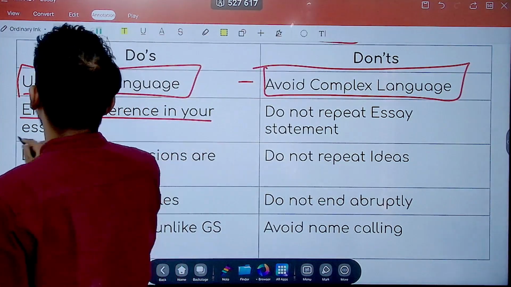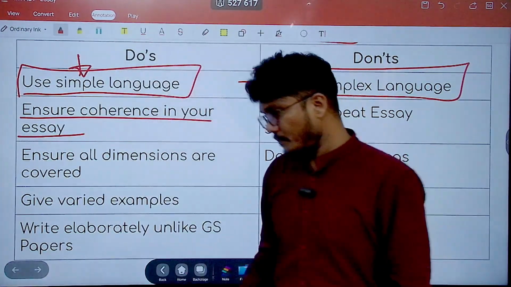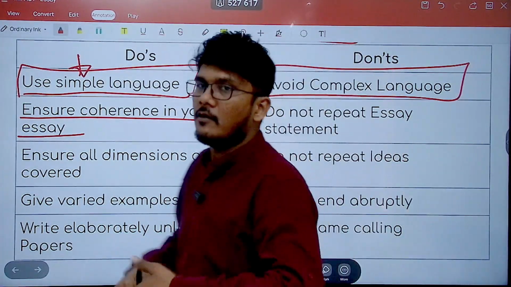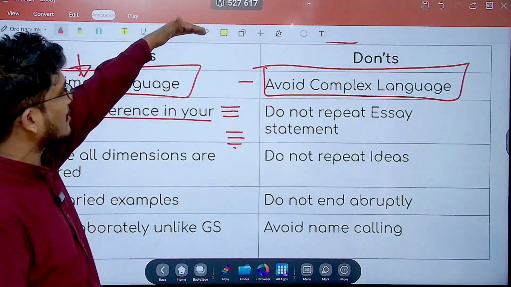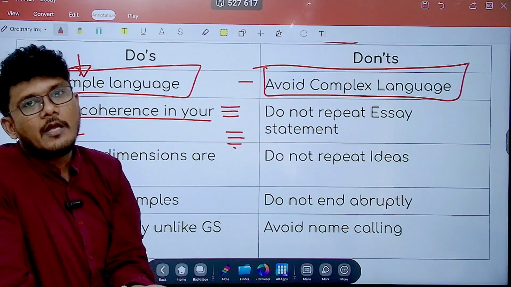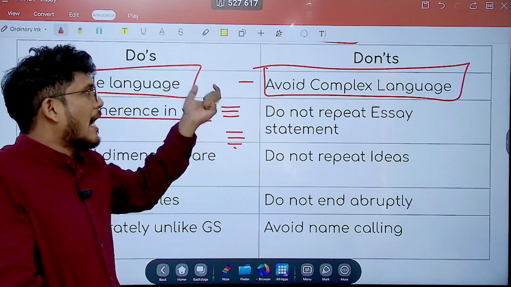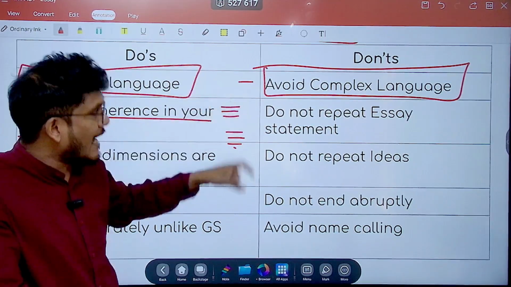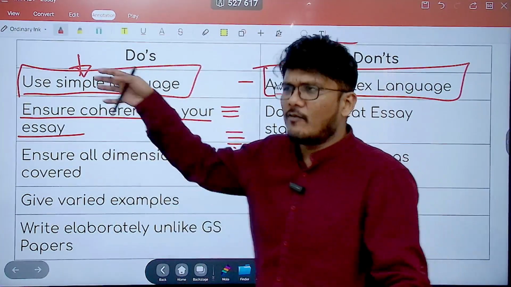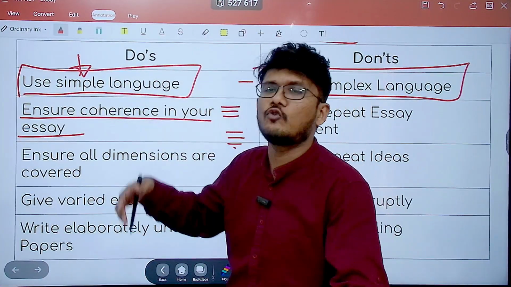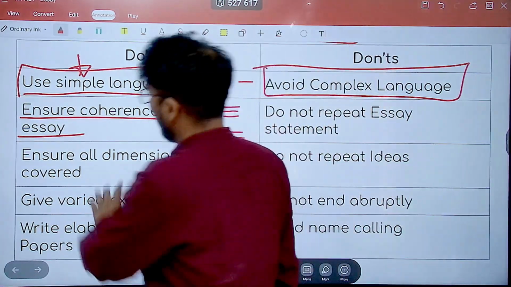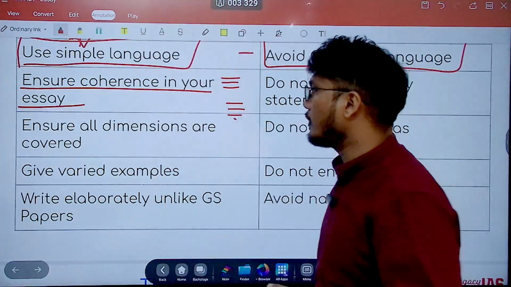Ensure coherence in your essay. What is coherence? Coherence means if this is the first paragraph, the second paragraph should be a logical way forward. For example, if one paragraph is talking about challenges, the next logical paragraph has to deal with solution. If I write challenges, then I write some positives, then I write solution, it is not going to make sense. The evaluator will understand what you have written, but there is no coherence, there is no flow, there is no interest in the evaluator to read your answer properly. And they will still read it because it's their task, but they are not going to give you good marks.